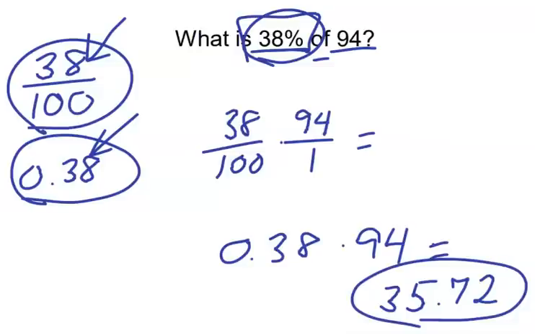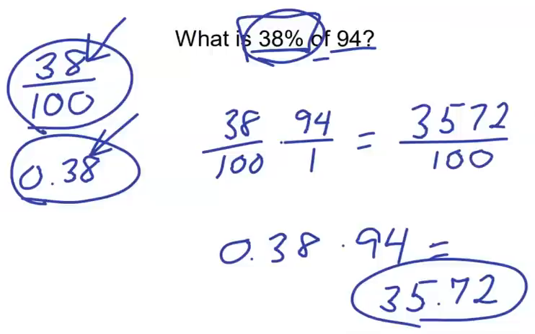We could have actually done the 38 times 94, and that gives us 3,572. And then we do 1 times 100, which is 100. Okay, and what will we do in that situation? Well, we divide 100 into it, which ends up making you move the decimal 2 places to the left, which would end up giving us our exact same answer, 35.72. So whatever works best for you, use that method, but there's our answer.